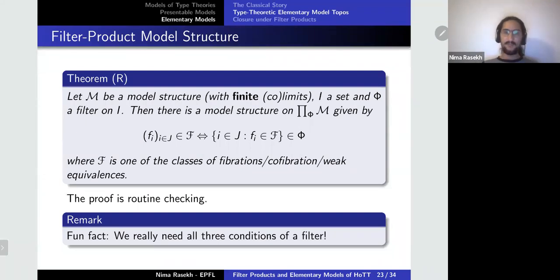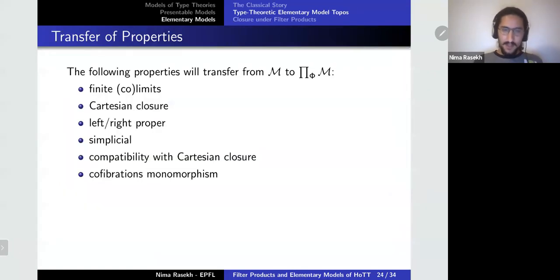The only fun fact about this is that it really uses all 3 conditions of a filter, which was a nice observation. You cannot weaken them, as far as I could tell. Let us observe that some of the properties of a model category that you start with will transfer over to the filter product. Essentially, the standard is whether you can depict it as a kind of finite condition; then it will transfer. The finite limits and colimits, that's not due to me, that was already known by the topos theorists. Finite limits and colimits would transfer, and Cartesian closure would transfer. That was known.